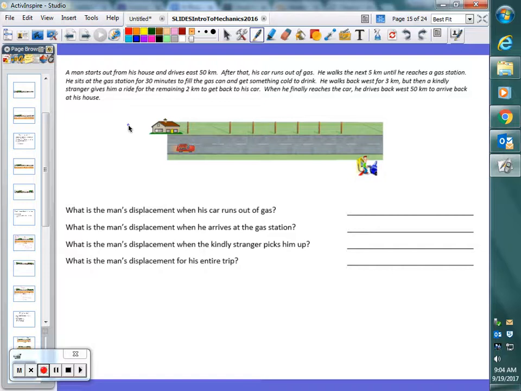All right, so 4 questions about this story. Why don't you talk to the person next to you for about 2 minutes and come up with some answers for those 4 questions at the bottom. Go.